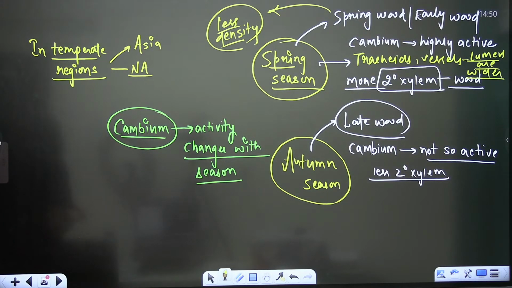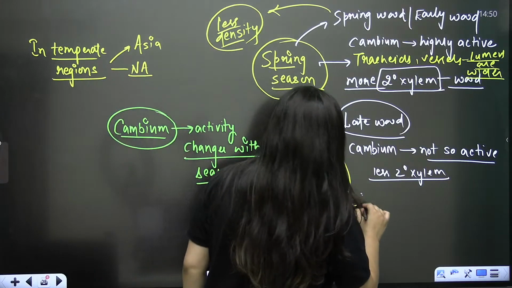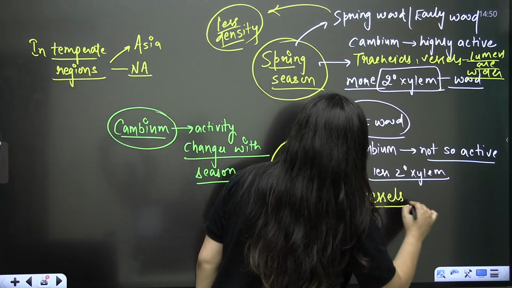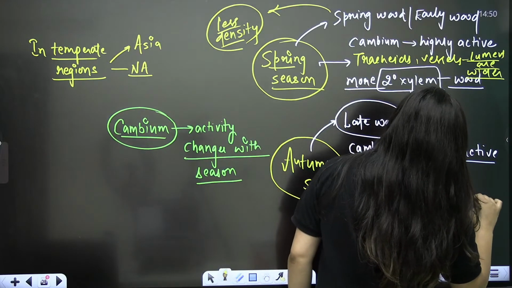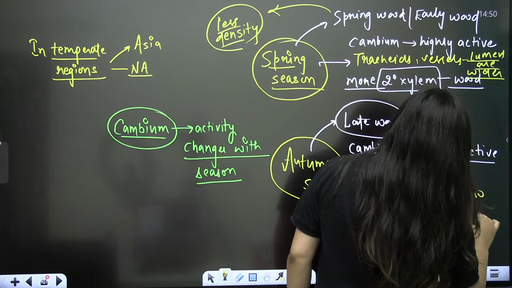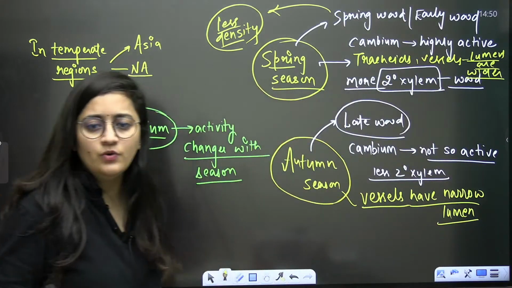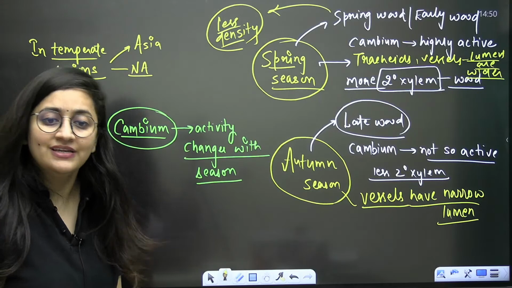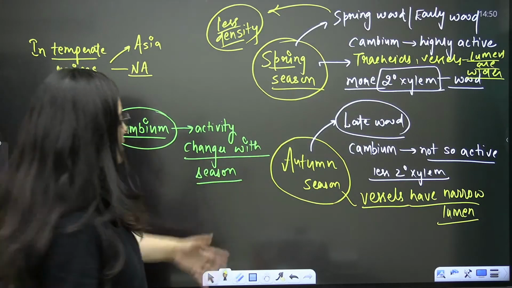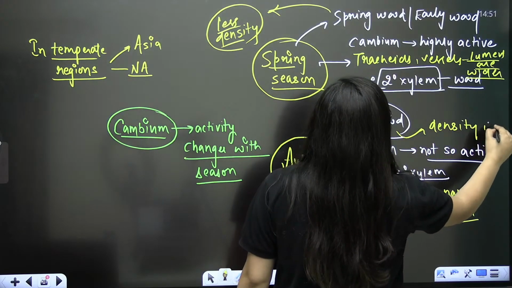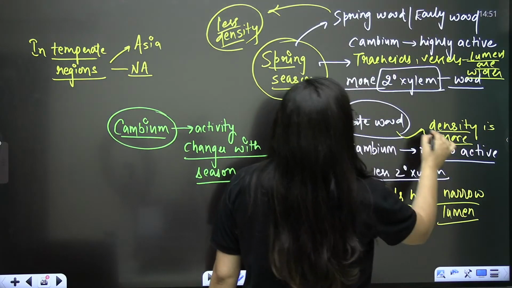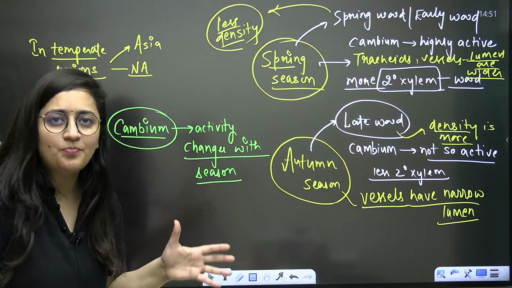Next is the autumn wood, the late wood, where the vascular cambium is less active. So here you will see that vessels have a narrow lumen. Yes or no? The lumen is narrower there. So the density of this wood will be more. Clear?